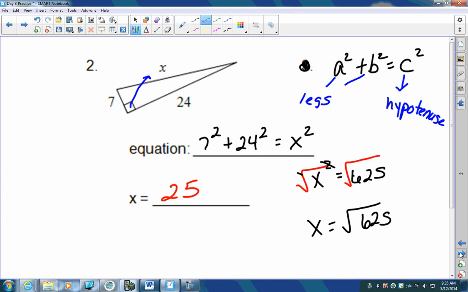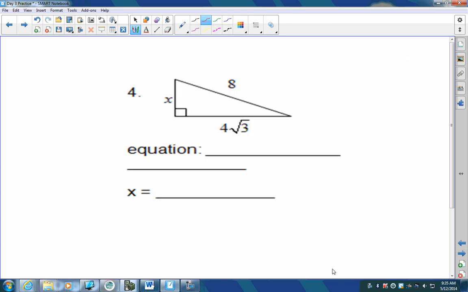Number 4. Number 4 has a square root in it, which is fine, but I want to explain what y'all are supposed to do, to remind you what you do when you square it. First off, we have to know, what are we looking for? Are we looking for the hypotenuse, or are we looking for the leg? We are looking for the leg. The hypotenuse is given to us. It's across from the right angle. It's the longest side. So I know my equation needs to be x squared plus the other leg, 4 square root of 3 squared, equals 8 squared.